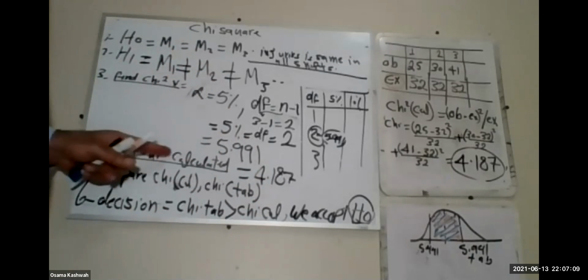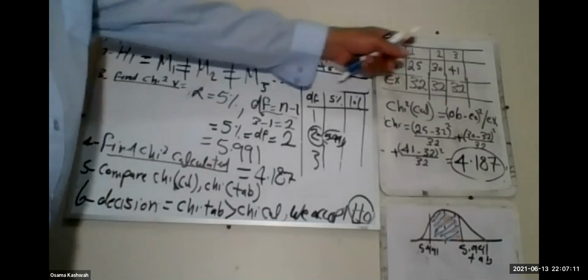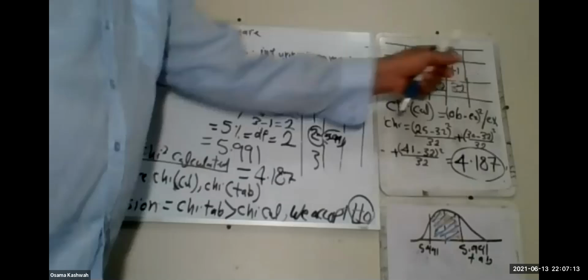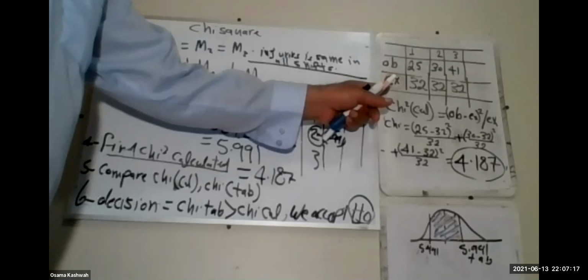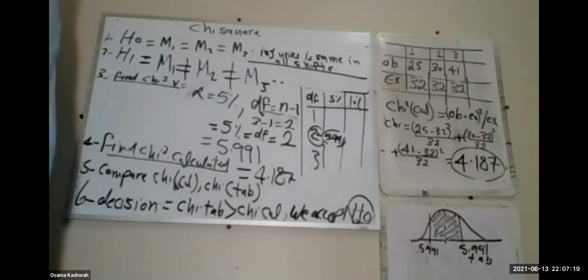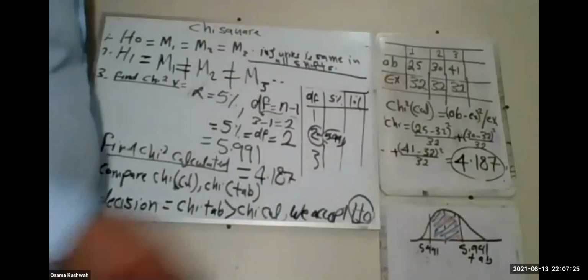The fourth step is to get the calculated value. I have the observed, and I will create the expected. The expected is the average of the observed. So 25 plus 30 plus 41 divided by 3 will give me 32. The sum of those numbers divided by 3 gives me 32.